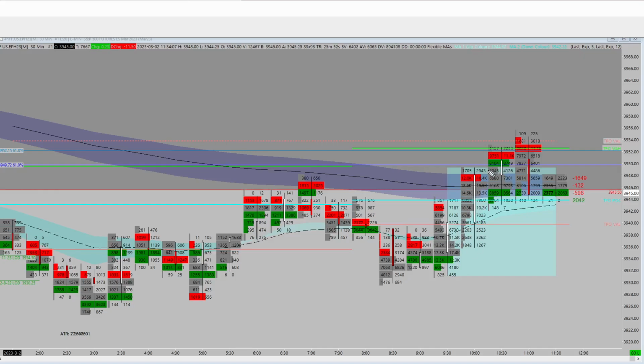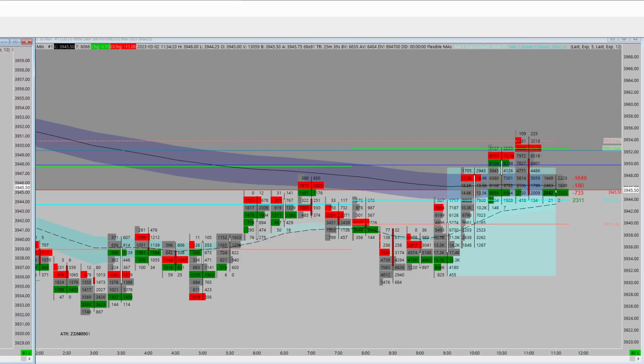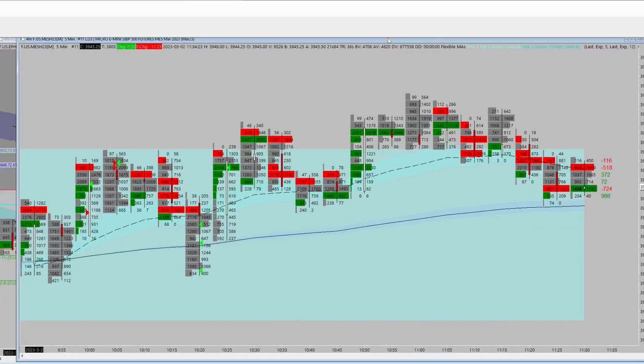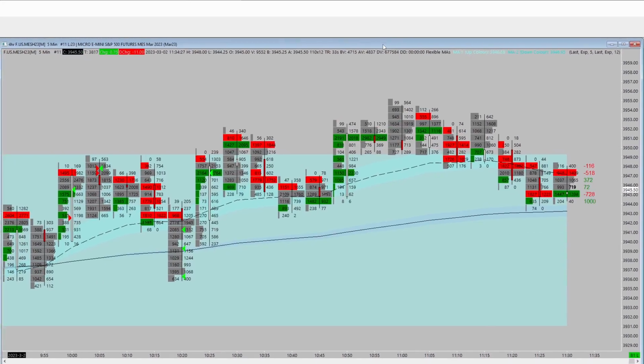Now, with the footprint, it's not as clean as it was in real time. So for this, I'll actually bring up my 5-minute. One second, let me get rid of my pen. All right, do I have my executions turned on the 5-minute? Yes, I do. Okay.